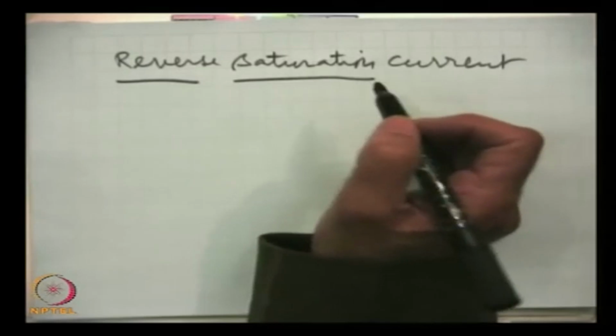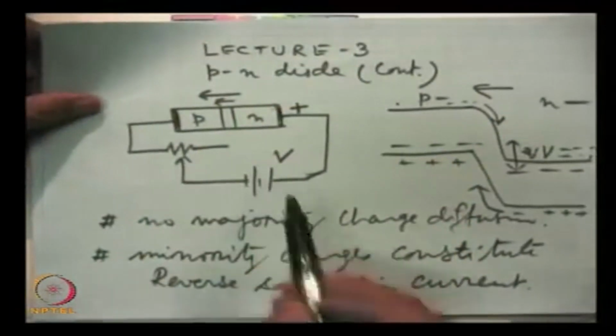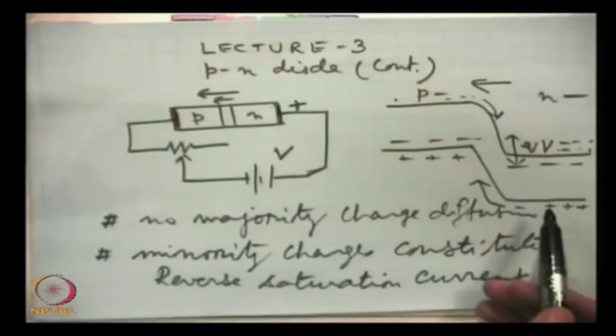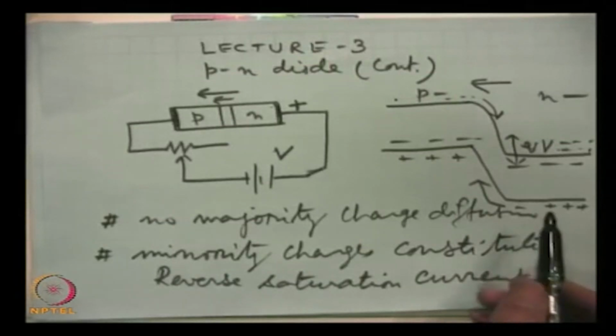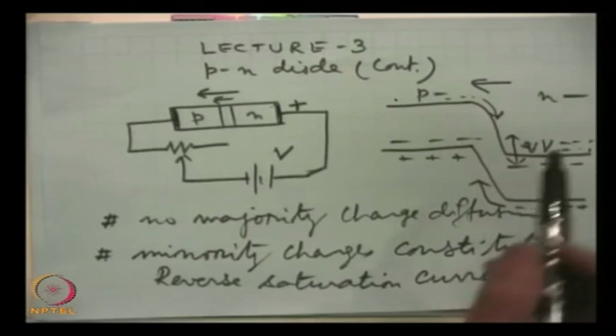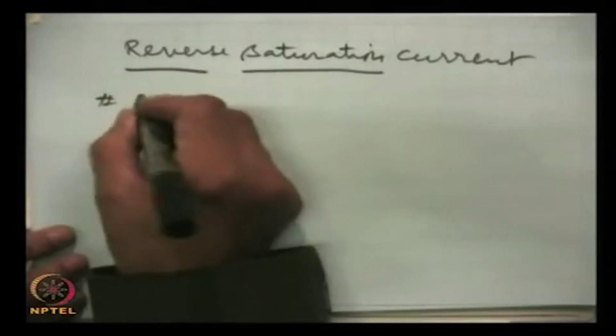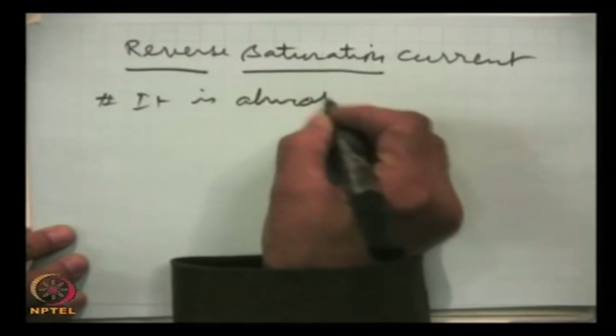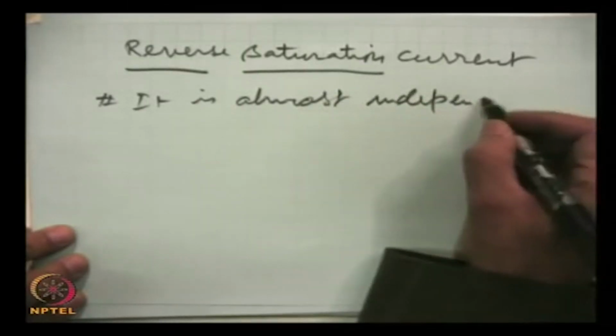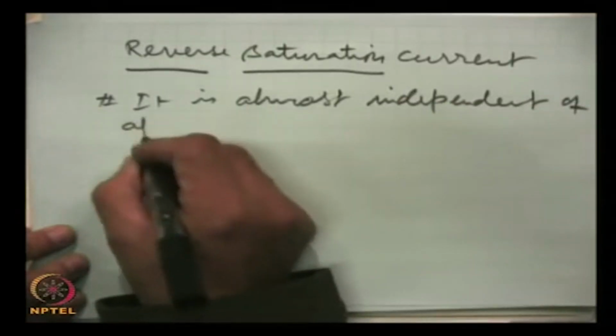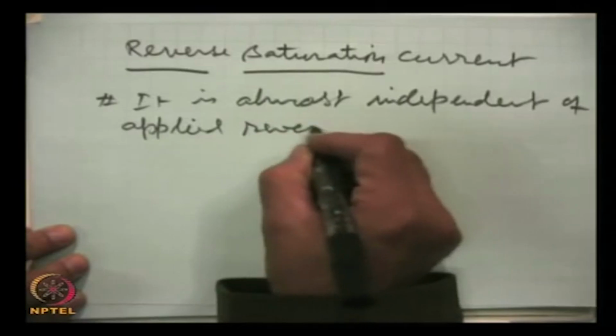Why is it saturation current? This is saturation current because the number of these minority charge carriers simply depends on the temperature. So, if we increase this reverse voltage further, then we are simply changing this barrier height more, but that will not change the density of minority charge carriers, or the number of charge carriers which are closer to the junction, and hence reverse saturation current is almost independent of applied reverse voltage.